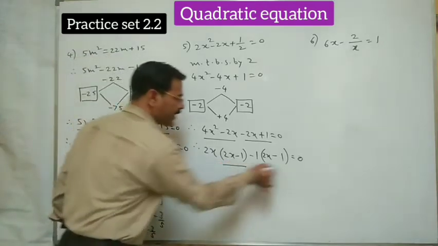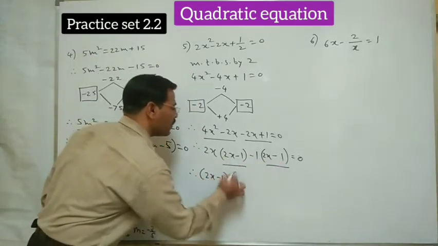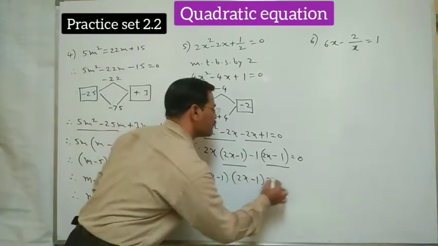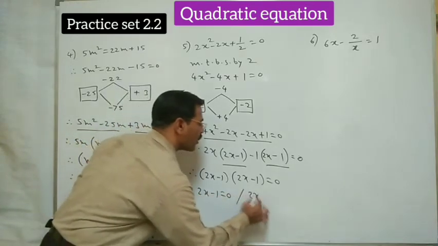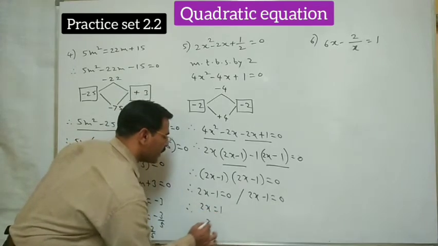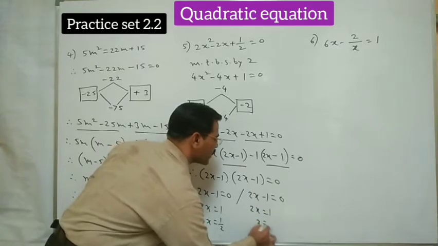Now, when you get this same bracket, at that time that bracket you can take common. How much remains here? Again 2x minus 1 equal to 0, means what? 2x minus 1 equal to 0 or 2x minus 1 equal to 0, means 2x equal to 1, that is x equal to half. Here 2x equal to 1, x equal to half.